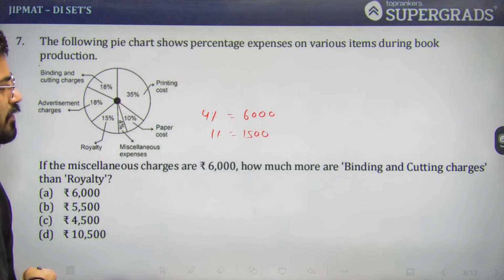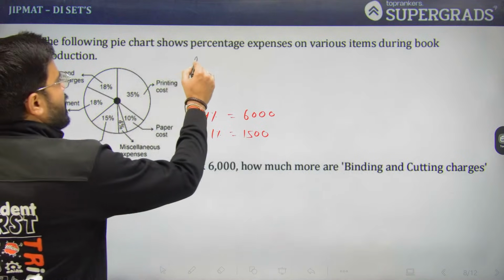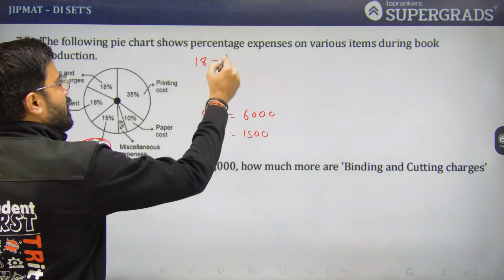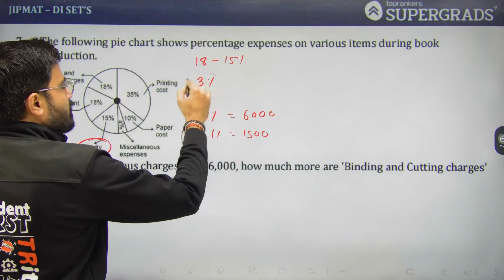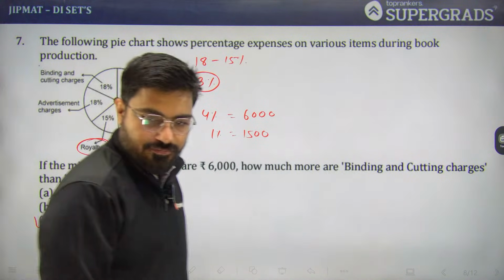How much more are the binding and cutting charges than royalty? So what are the binding and cutting charges? They are 18% minus how much is the royalty charge? That is 15%. So how much is the difference? 3%. 3% is equal to 4,500. Answer is C, Calcutta. Perfect.